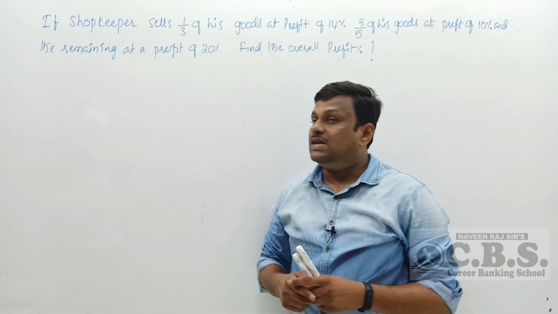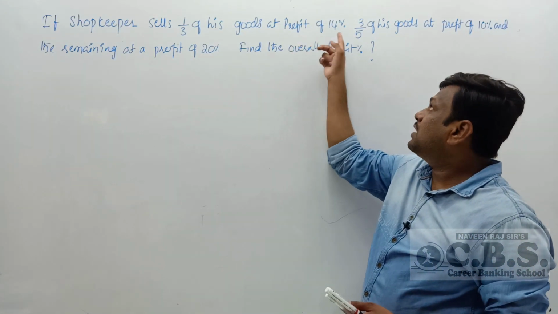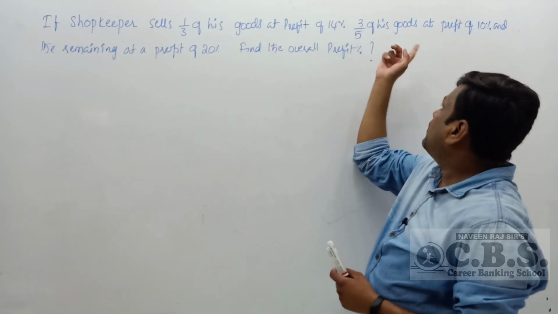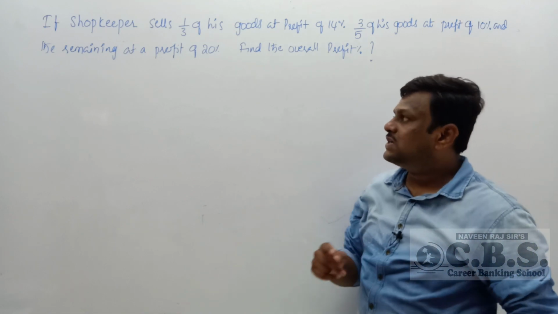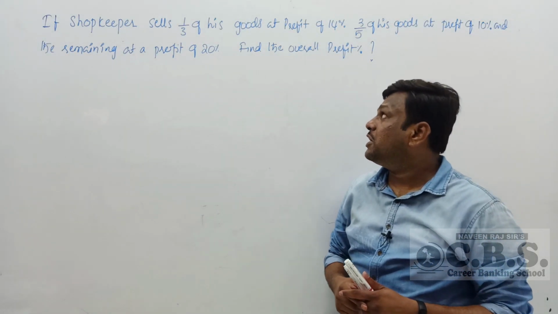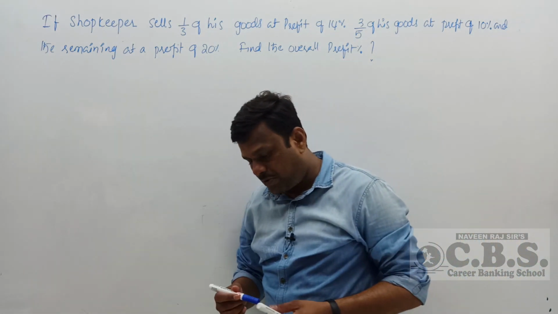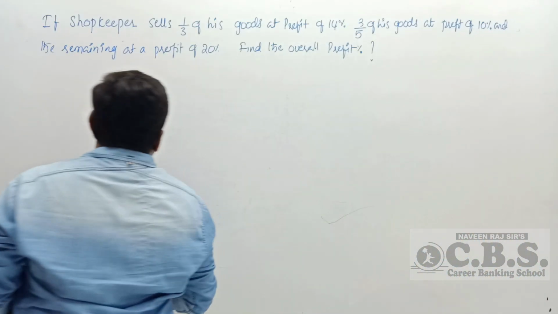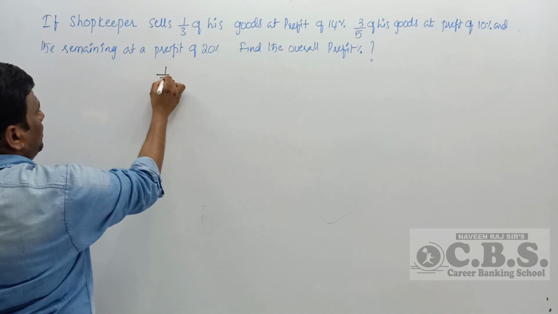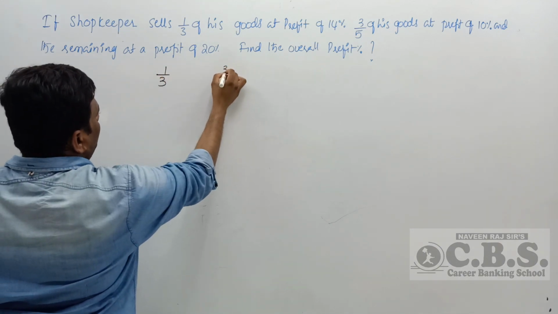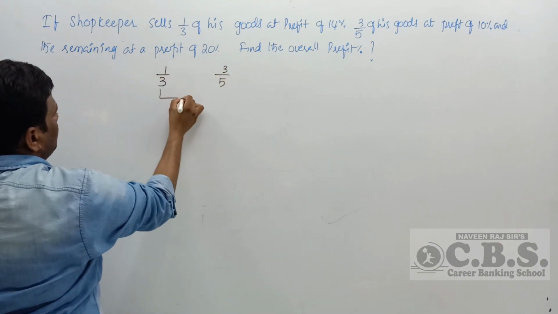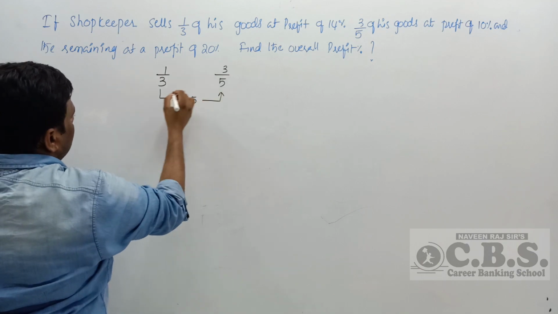If a shopkeeper sells one third of articles at a profit of 14% and 3 by 5 of goods at a profit of 10% and the remaining at a profit of 20%, find the overall profit percentage. Look at this question. The given fractions' denominators are quite different, so you can go for an LCM. What is the LCM? It is 15.